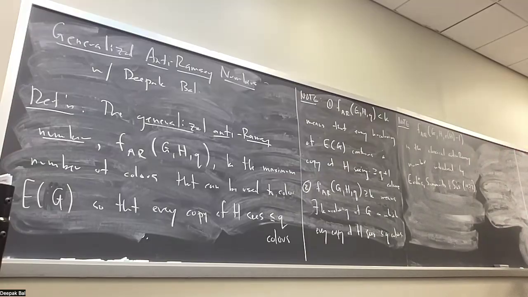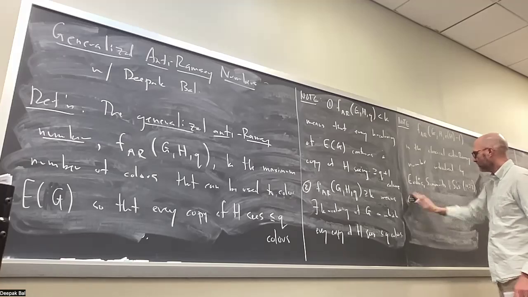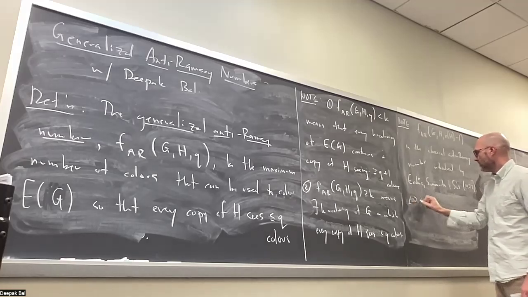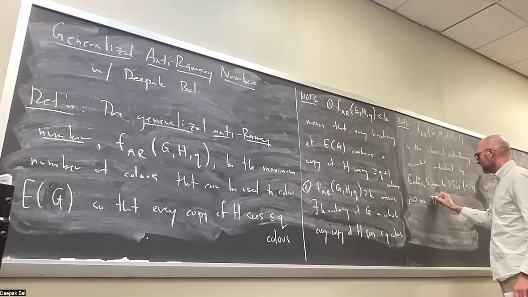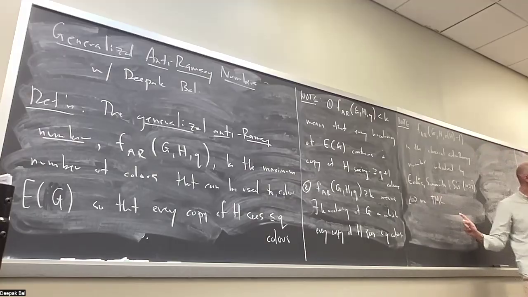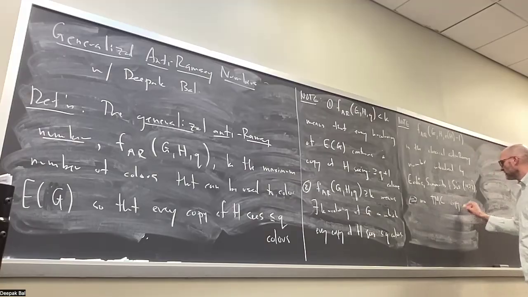And so what are you saying here? You're coloring the edges of G so that every copy of H sees at most the number of edges in H minus 1 colors. What does that really mean? It means that there's no rainbow copy of H. I use TMC for totally multicolored. Is that okay with everyone? So, totally multicolored copy.